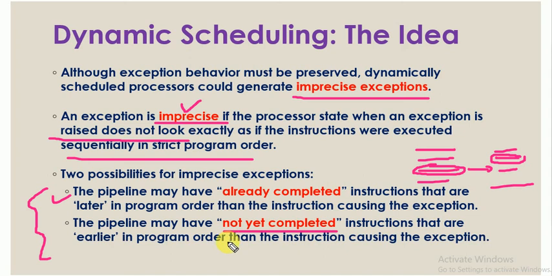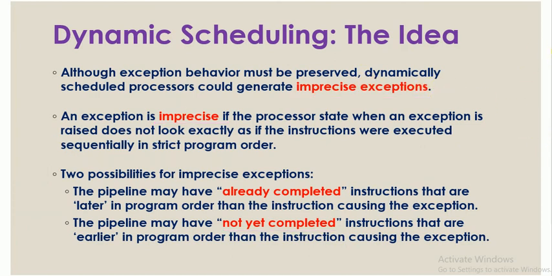Sometimes instructions to be executed earlier are not yet completed. So in both situations there may be a chance of imprecise exceptions. Very simply, if the order is changed, some exceptions that were executed earlier, or some exceptions that were delayed until later, may misbehave. That is called imprecise exceptions, and it cannot be permitted.